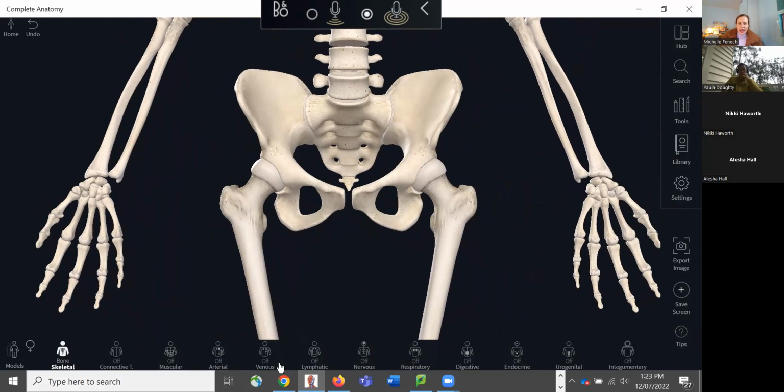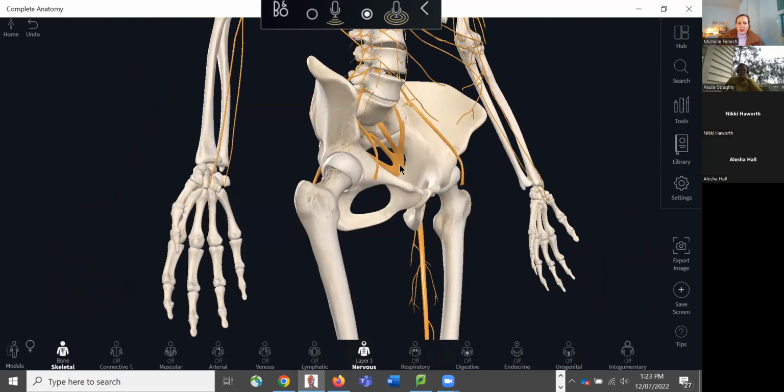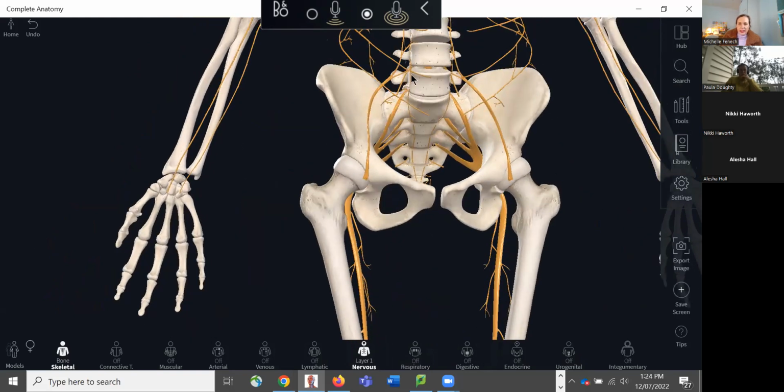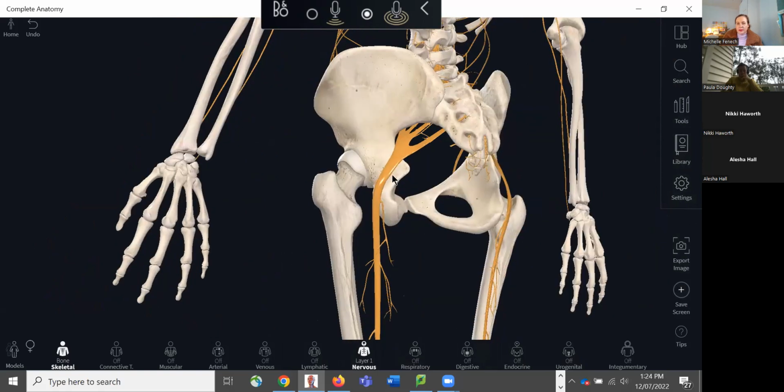And then even if I add on nerves, can you see the nerves come through these little foramina here? And then if I turn that around, they're going to sit in the back in that spinal canal through there, and then they're going to come through here, and then they're going to help to form this big nerve. What do you think this big nerve that's going down the back of the leg is going to be?